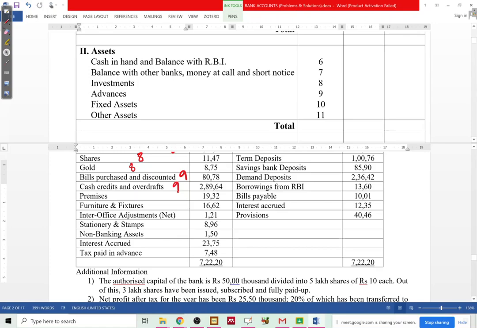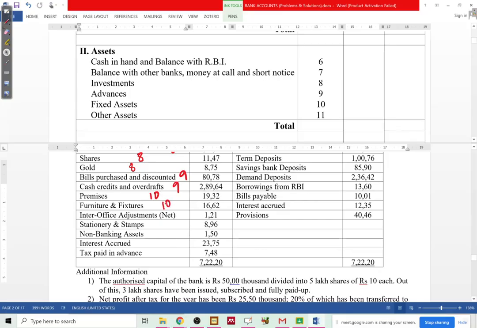Then premises, schedule number? The more you say it, the more you practice it, the more it fits in your head that they go in this particular schedule. Yes, schedule 10, very good. Furniture and fixtures? Schedule 10. Schedule 10, good.